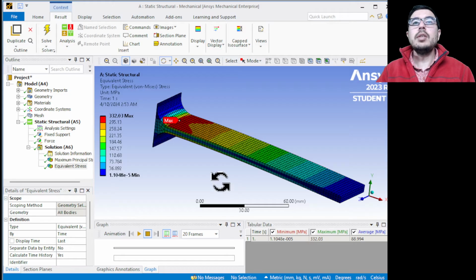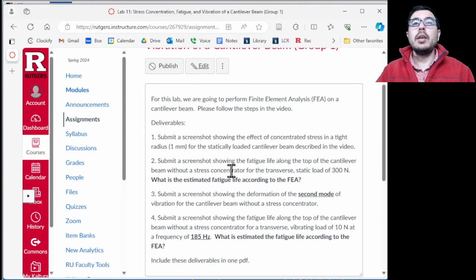So at this point, if you are looking to submit the assignment, you would want to have shown the effect of the concentrated stress in a tight radius of 1 millimeter. And now we're going to move on to looking at estimated fatigue life with a static load of 300 newtons. So how do we do that?